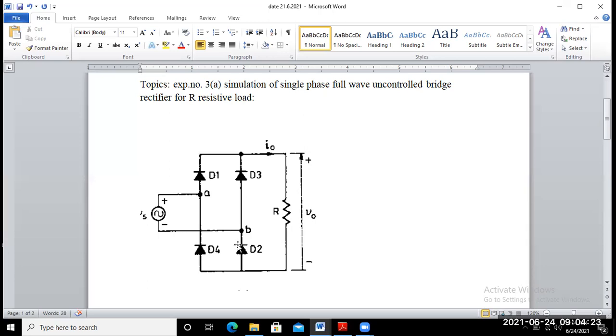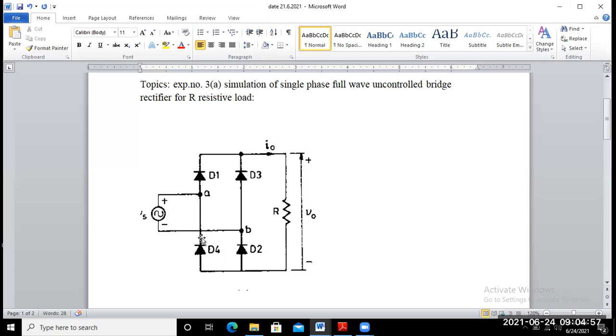And D1 and D2 become reverse biased during pi to 2 pi, so these two diodes do not conduct. When D1 and D2 conduct, your path is completed along this side. That means D1 conducts, so the output current flows from this path and comes back through the diode D2. So the path will be completed.